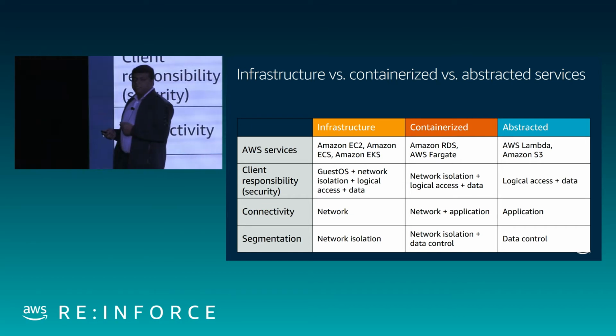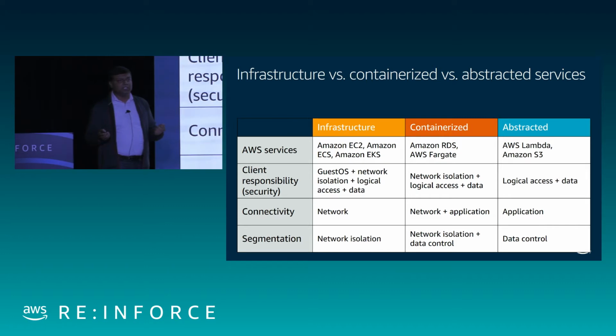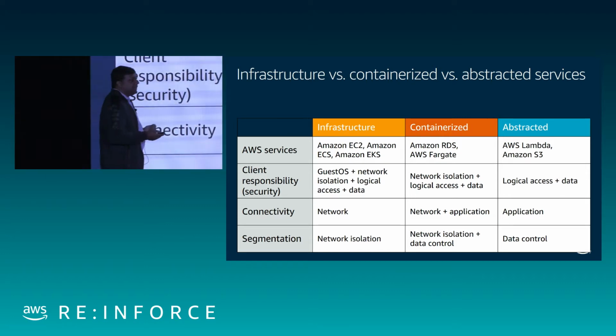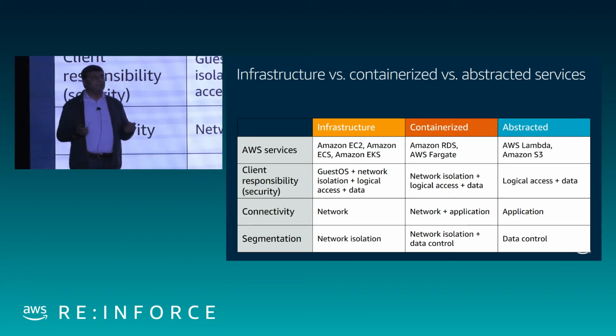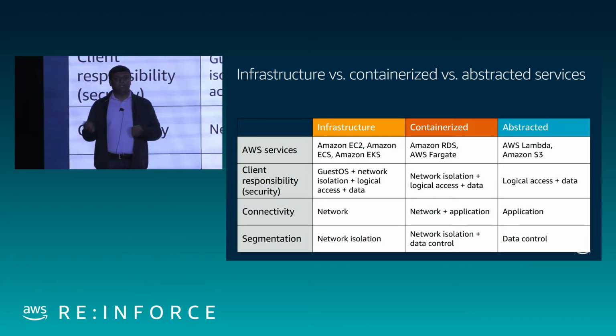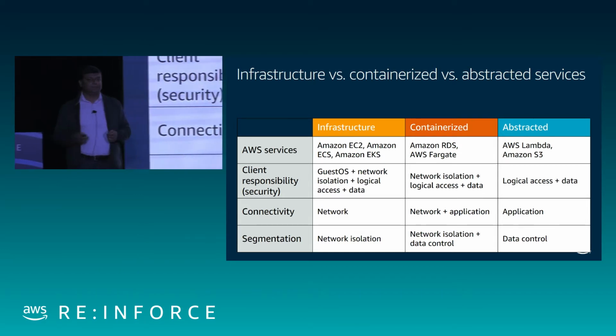At this layer, there is no network communication. All the communication is over an API, and hence the segmentation control is the data control that you define through your application logic, that what data is flowing through these API layers.